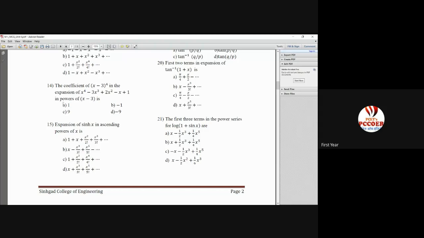This hint I had given you while solving: the coefficient of x raised to 4 will be the coefficient of x minus 3 raised to 4 in the expansion by using Taylor series. 1. Don't go to solve it also. This will come for 1 mark, definitely, and many students will start solving it. But what is the shortcut? The coefficient of the highest power of x minus a will be equal to the coefficient of the highest power in the given function. Coefficient of x raised to 4 is 1, and that's why the answer will be 1. Okay.